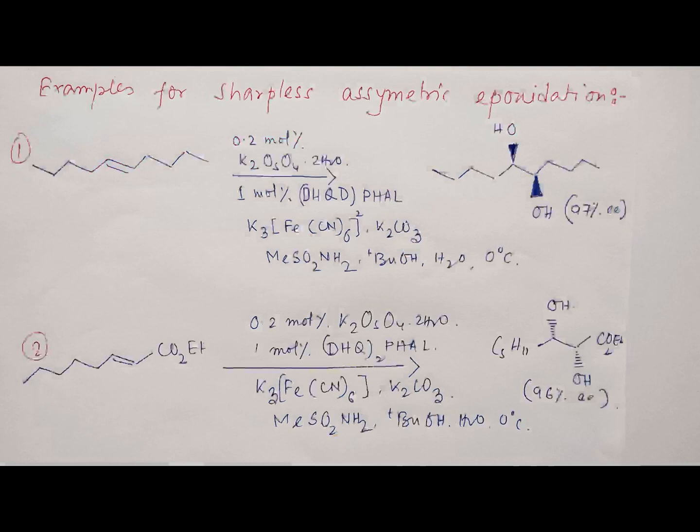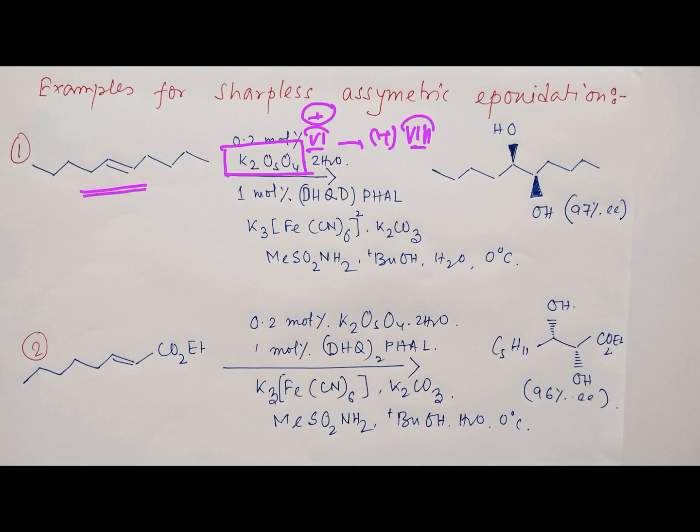Now the easiest example is a trans derivative of this alkene. So see what we have taken: this osmium salt. In this case osmium is in the +6 oxidation state, which will be converted to +8 by this K3Fe(CN)6. Okay, fine, we have discussed that.